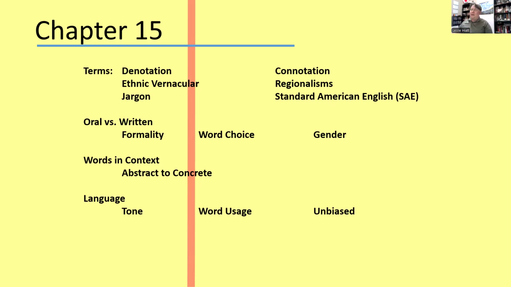Actually, I take it back. Not 6 terms. The first 5: denotation, connotation, ethnic, vernacular, regionalism, jargon to be on the test.